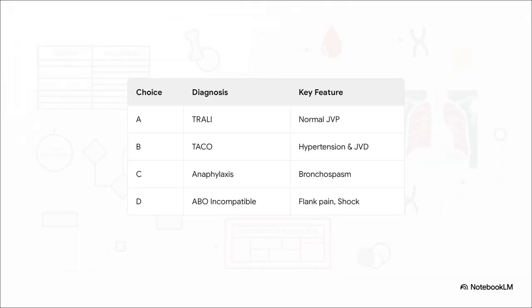The crucial point is choice-by-choice elimination. ABO incompatibility is out. That would present with shock and flank pain, definitely not isolated hypervolemia. Anaphylaxis? That features immediate bronchospasm and hypotension, not a BP of 170/95. TRALI presents with hypoxia and infiltrates, sure, but the JVP and blood pressure would be perfectly normal because, remember, it's non-cardiogenic. That leaves us with TACO. The hypertension, the JVD, and the elevated BNP pathognomonically isolate TACO. It's hydrostatic volume overload, requiring temporary respiratory support and loop diuretics.